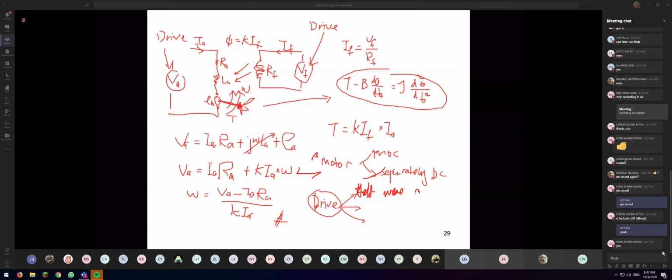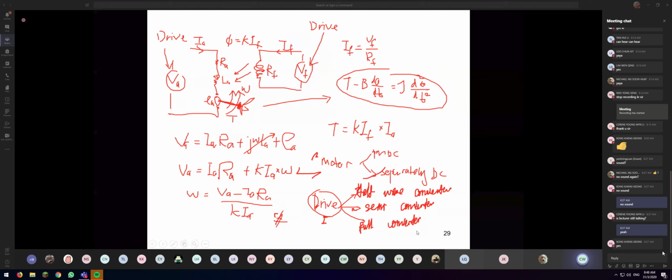Half wave converter. Okay, half wave converter. And then the second one is referred to the semi converter. And the third one is referred to the full converter. Okay, so this is what we're going to learn in the next lesson, right?